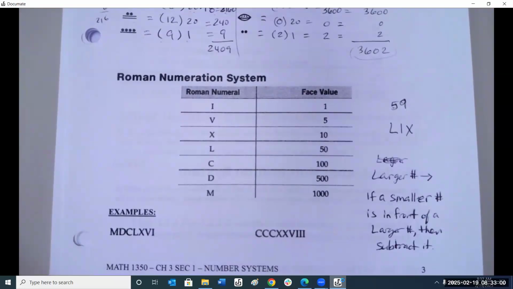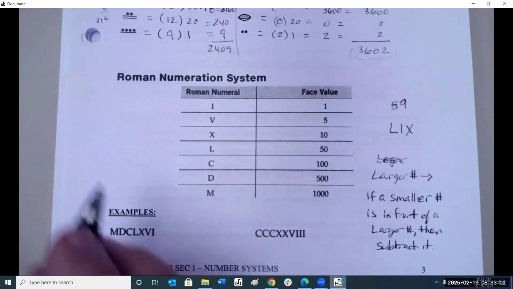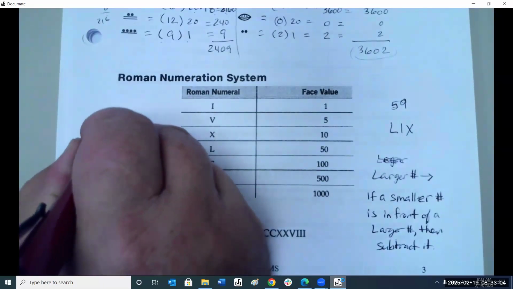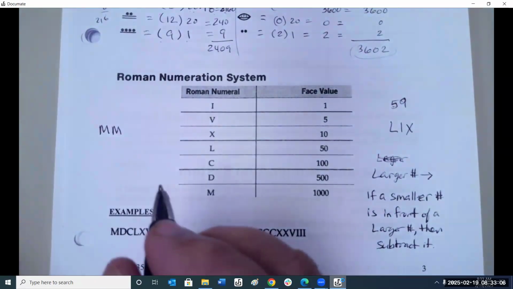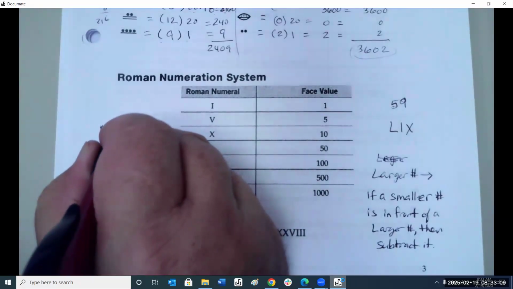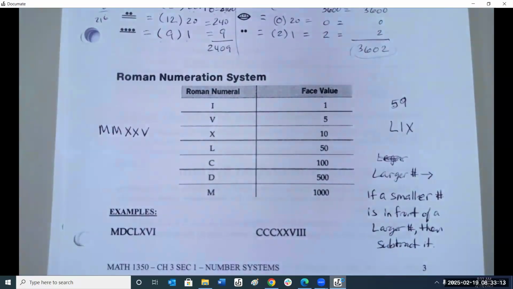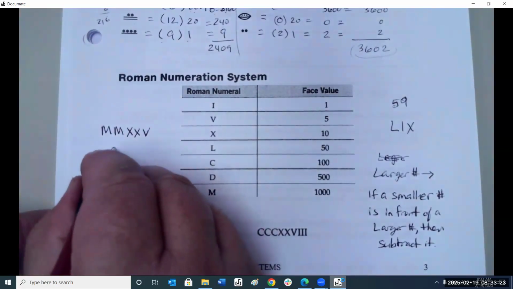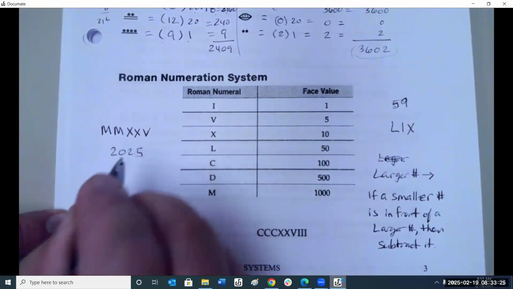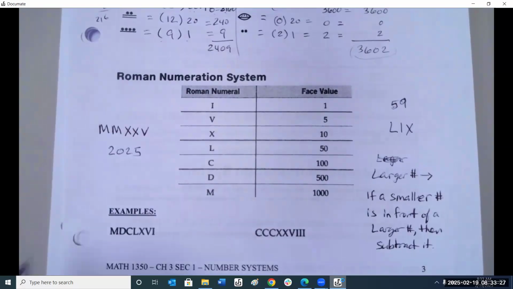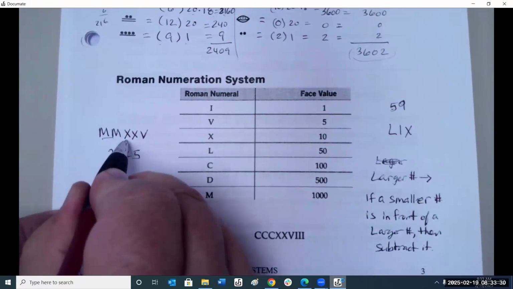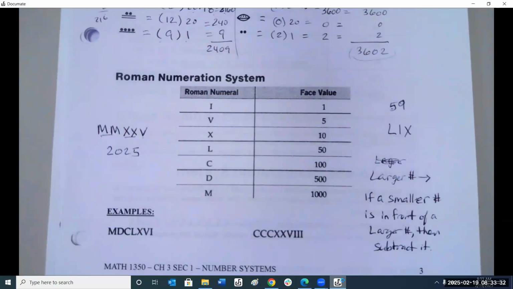For example, what number does that represent? 2025. Yep. This is our current year. Because it's always the bigger number in front of the smaller number.